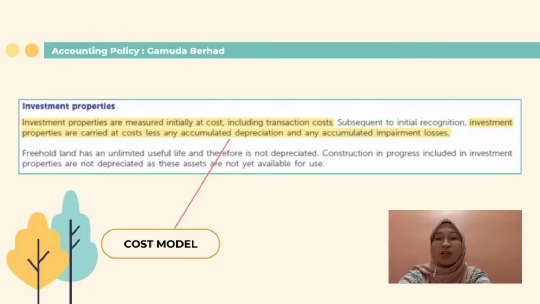Okay, next we are looking at the accounting policy that Gamuda Berhad used for their annual report in 2020. For this note 14, it states that investment properties are carried at cost less any accumulated depreciation and any accumulated impairment loss. As stated in the slide, Gamuda Berhad is using the cost model for investment properties, same as PPE, as what was explained before this.